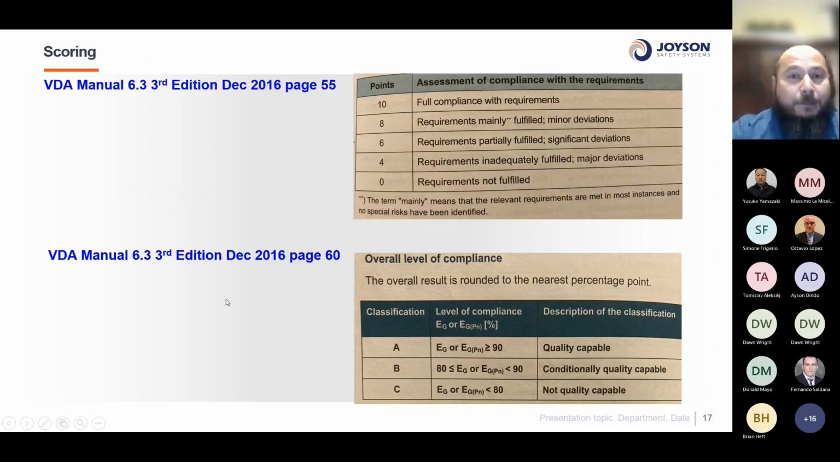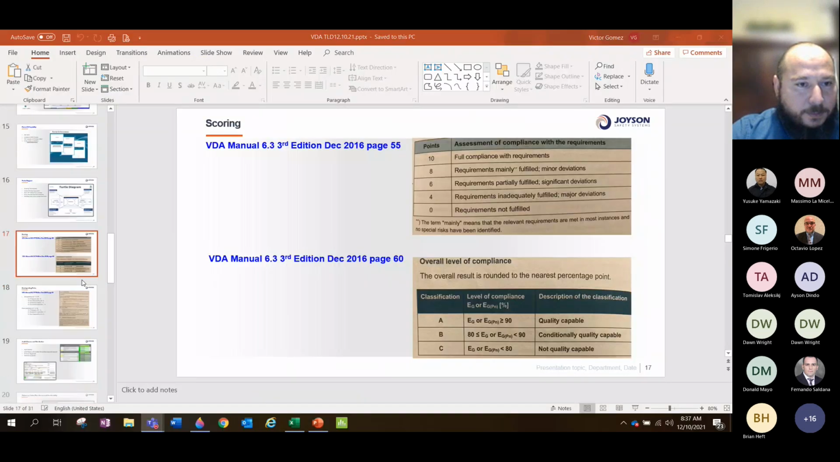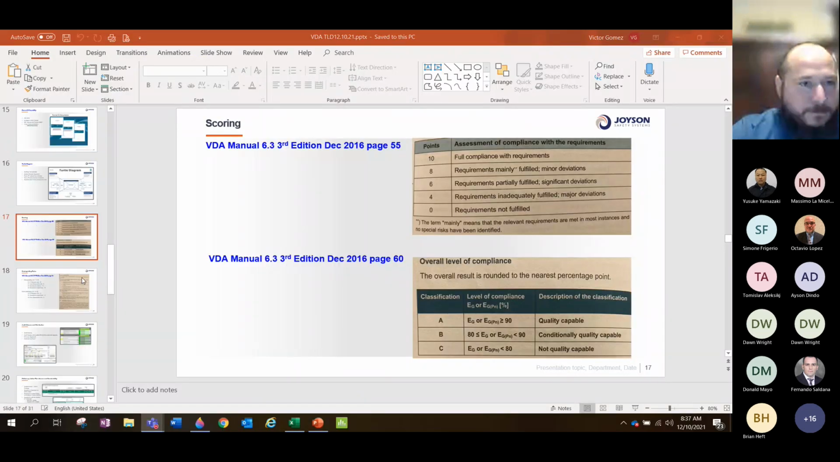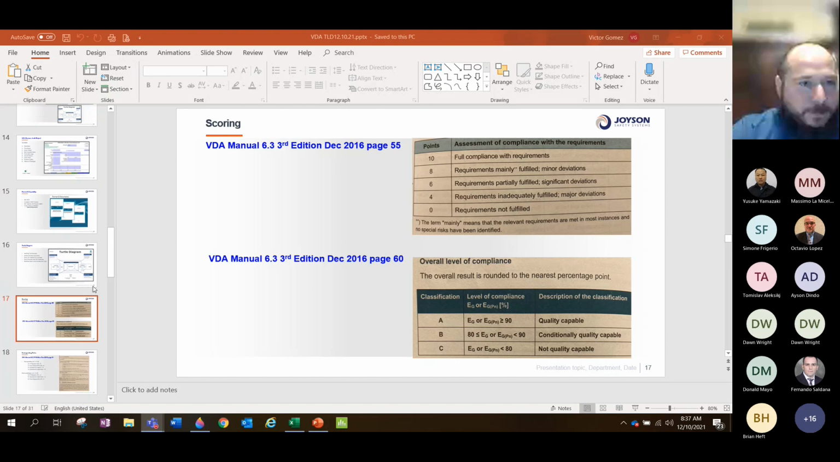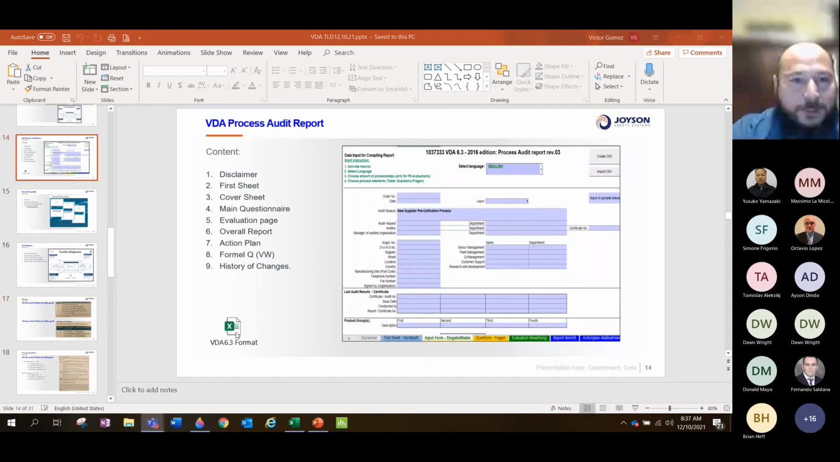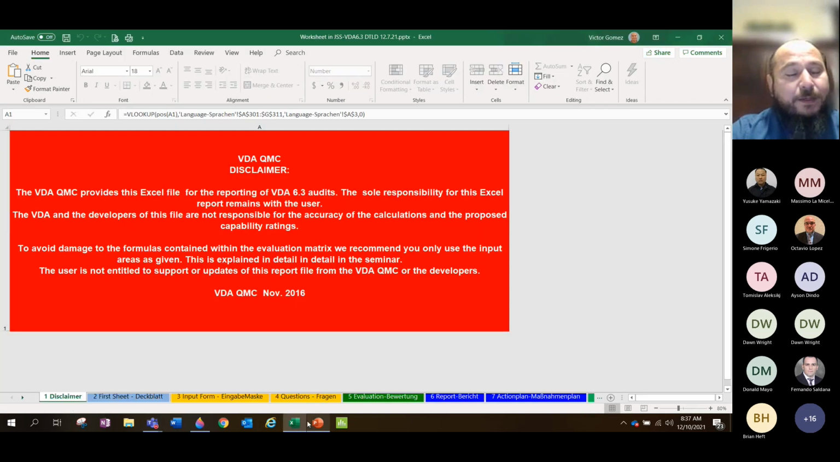Okay, now I think it will be a good time to show you guys, let me just go back really quick. Before going to scoring, I'm going to go to the format. We discussed that we have 9 points: disclaimer, first sheet, cover sheet, questionnaire, evaluation, overall report, action plan, form AQ information, and history of changes. Can you guys still see my screen?